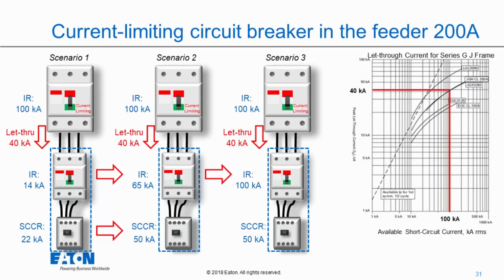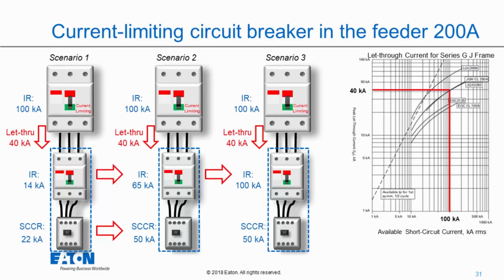You can see this let-through chart on the right, right? So I've got this let-through chart. I'm going to say I'm going for 100 kA. So at 100 kA, I go up to the let-through chart for this breaker, and I go over and I can see it lets through 40 kA. Pretty decent reduction, right? Instead of seeing 100 kA, everything downstream sees 40.